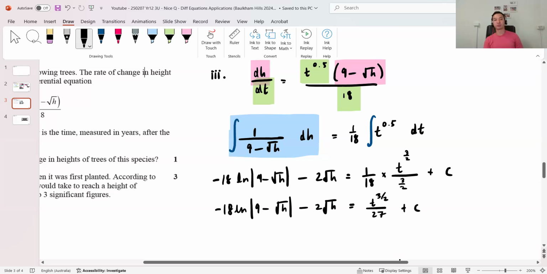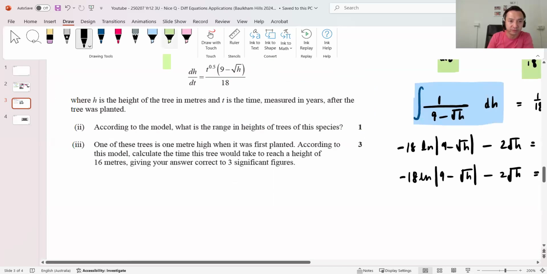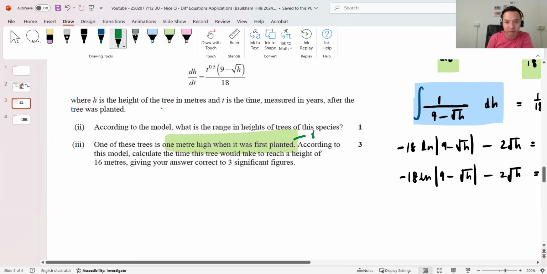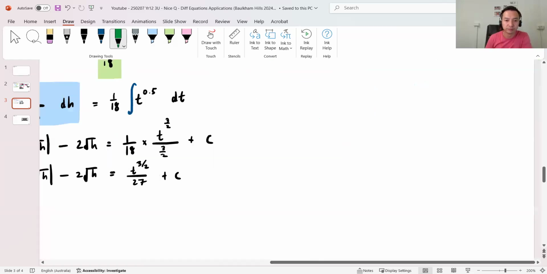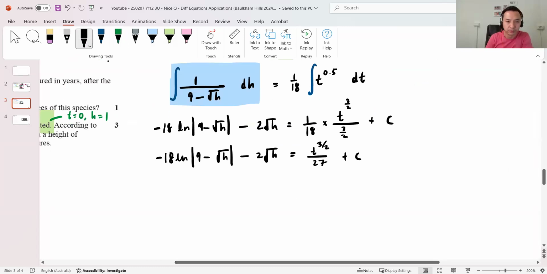Okay, sweet. Now, there's no point in me making h the subject or making t the subject before I find c. So I'm just going to sub in that point. So when t, what is it again? So over here, initially, one of these trees is 1 meter high. Okay, cool. So this is basically saying when t equals 0, h equals 1. Okay, so when t equals 0, h equals 1.